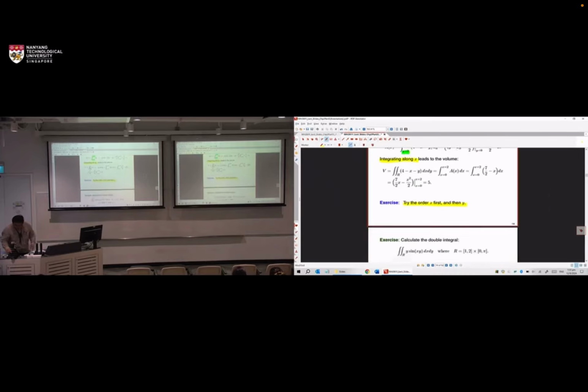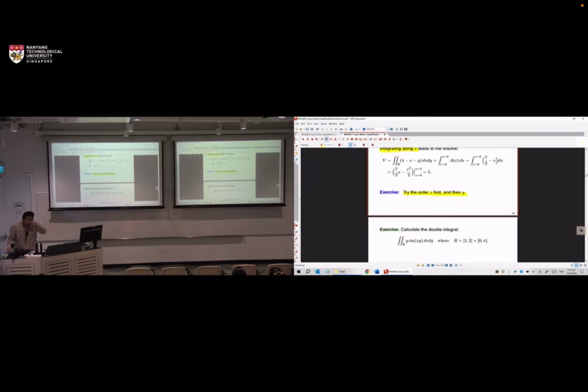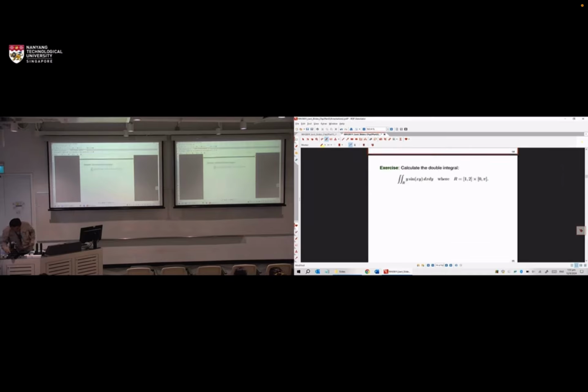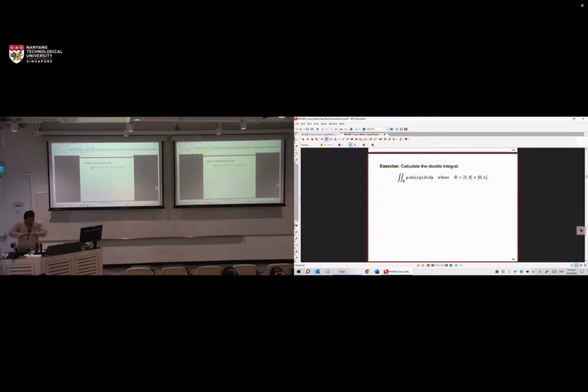Then we will move on to a more exciting case. Rectangular base, very boring. What if it's a general shape? But before that, I just give you one last example, to boost your confidence. Then we move on to the other cases.